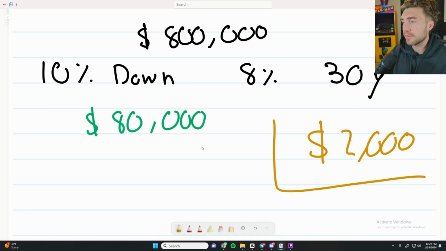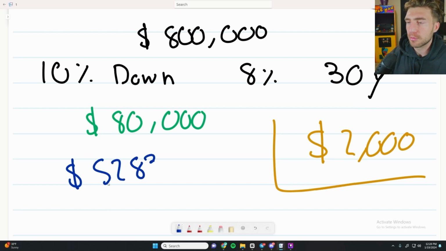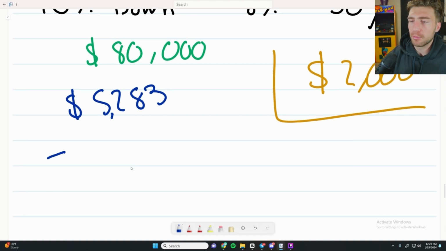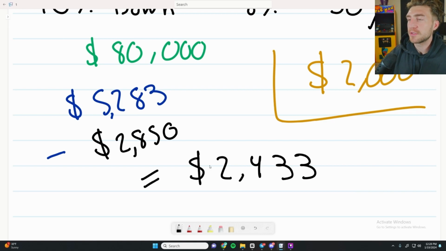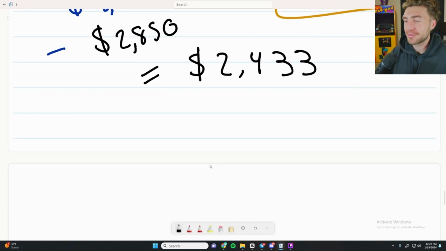5283. Okay, so then we flip back over. 5283. So now our monthly payment is 5283. That's how much money we're receiving every single month. Now we're going to subtract that by what we're paying for our sub 2 deal, which was 2850, and that gives us our cash flow of $2,433 if my math is right. That's your cash flow. And now you could calculate your cash on cash return. So you know that you're in this deal.